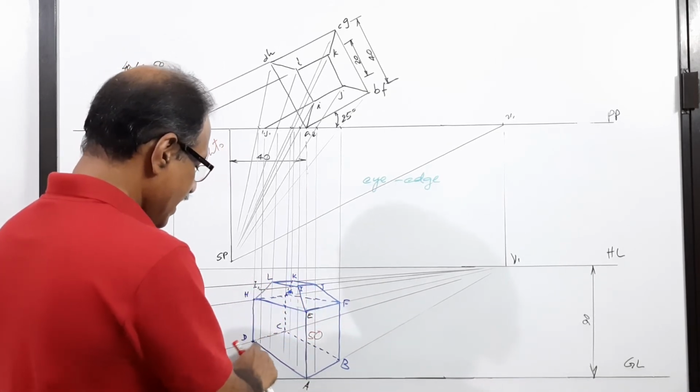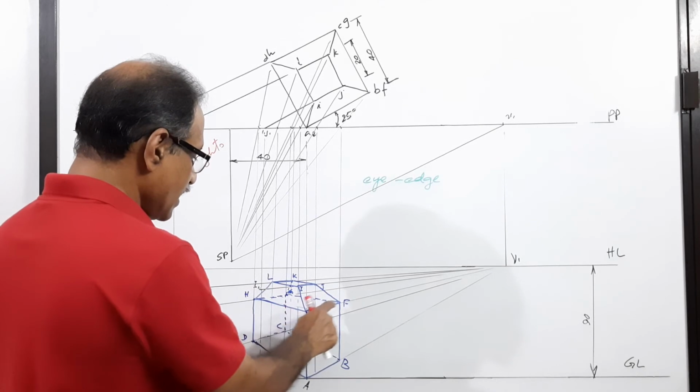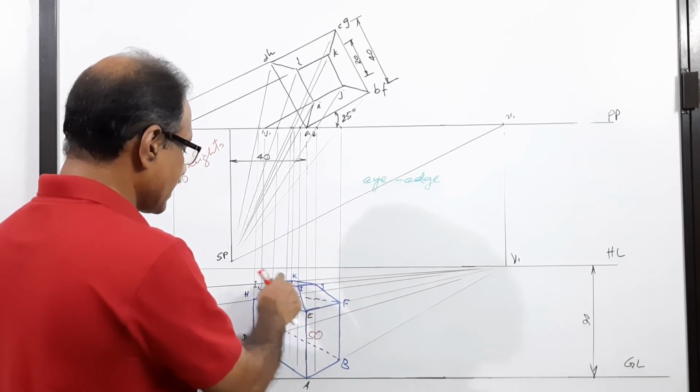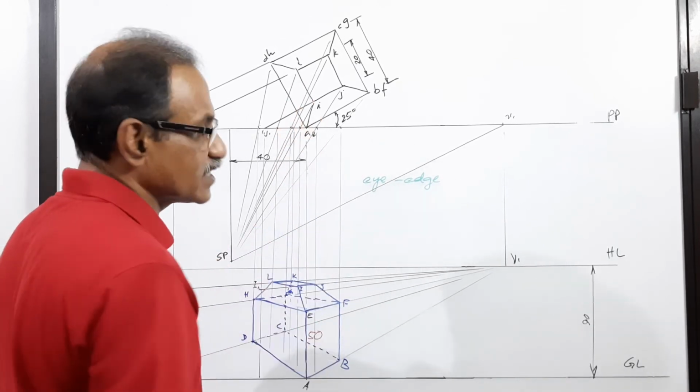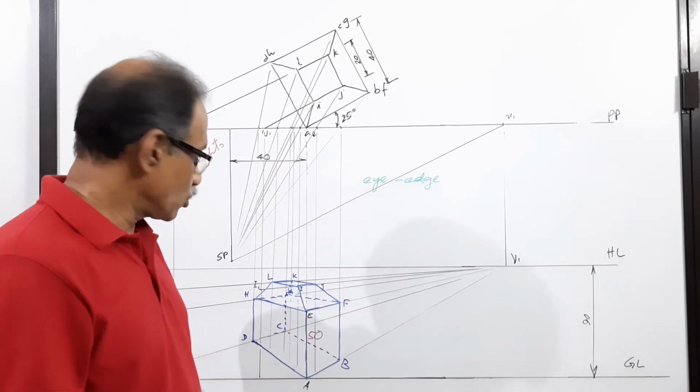I, J, K, L. A, B, C, D, E, F, G, H, I, J, K, L. All are on their respective intercepts. Okay, I hope you understand.